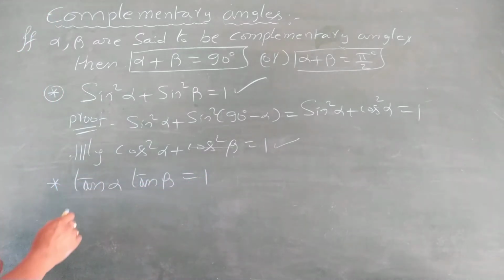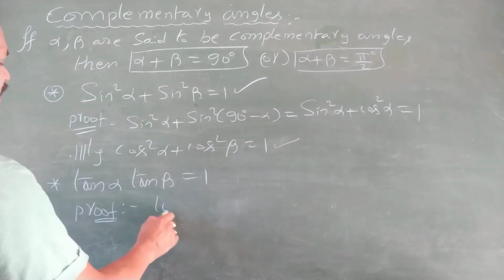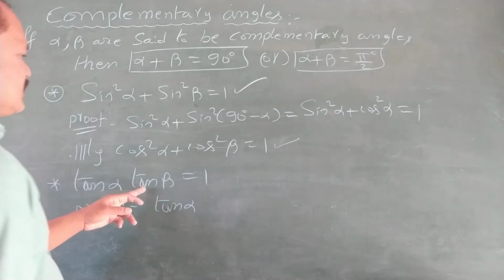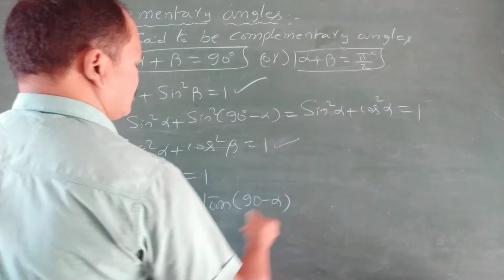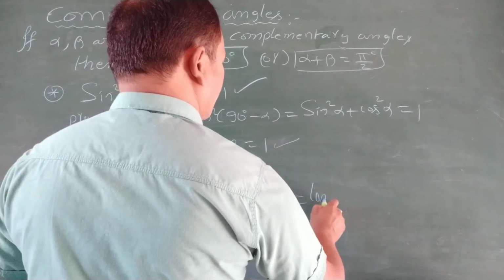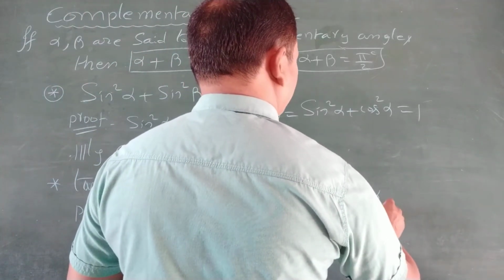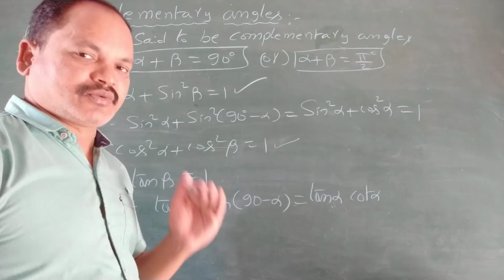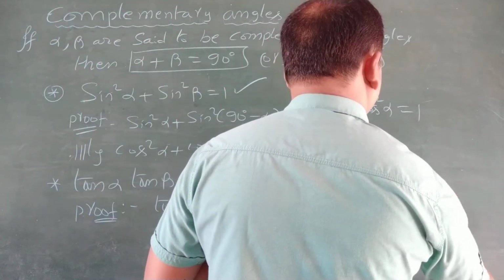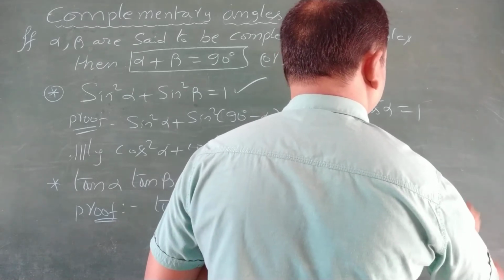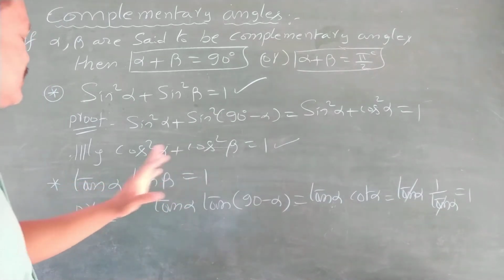Similarly, next, tan alpha into tan beta is equal to 1. Now proof for this. That is tan alpha into, this can be written, tan of 90 minus alpha. Tan 90 minus alpha is cot alpha. Cot alpha means 1 by tan alpha. So it is tan alpha into 1 by tan alpha. These two get cancelled, that is 1. That's why tan alpha into tan beta is 1.